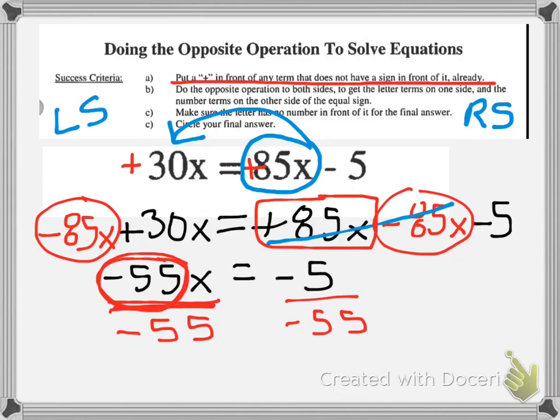So if you divide by negative 55 on both sides, then your negative 55 divided by negative 55 is equal to 1. So you can cancel those, and you're left with x on the left side. And then on the right side, we have negative 5 divided by negative 55. That doesn't work nicely, so you can punch it into your calculator. I already know, so I have x on the left side. On the right side, negative divided by negative, they're the same, they match. So my answer will be positive.